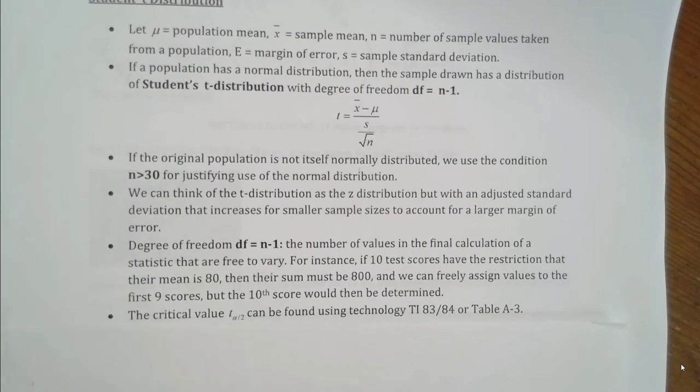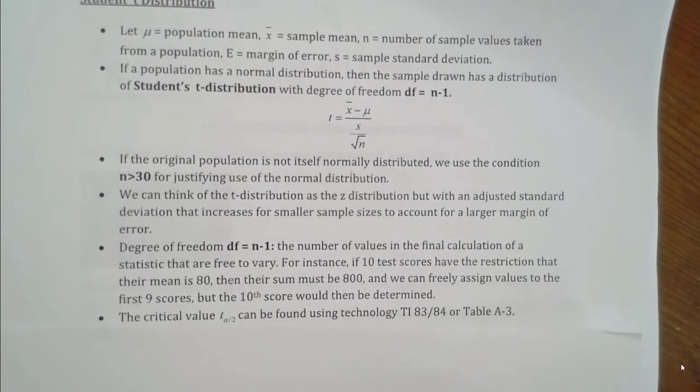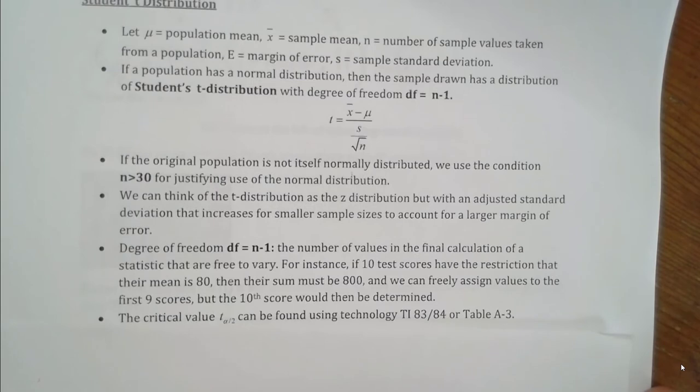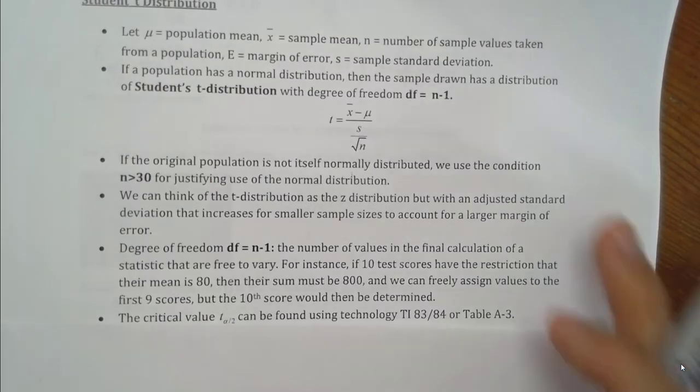And the critical value t alpha over 2 can be found by using technology, the TI-83 or 84, or we can use the distribution table from the appendix.